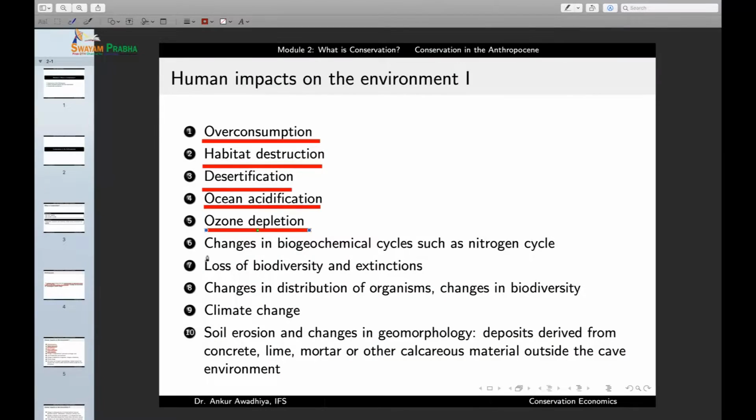Next, we have changes in the biogeochemical cycles such as the nitrogen cycle. Now, biogeochemical cycles are the cycles through which nutrients move through the biological realm of the earth, which is the biosphere, meaning all the plants and animals. It moves through the geological realm of the earth, which means that it is moving through the soil. So, this is a cycle through which the chemical nutrients are moving through the biological and the geological realms of the earth. And common examples are things like the carbon cycle or nitrogen cycle or phosphorus cycle or water cycle.